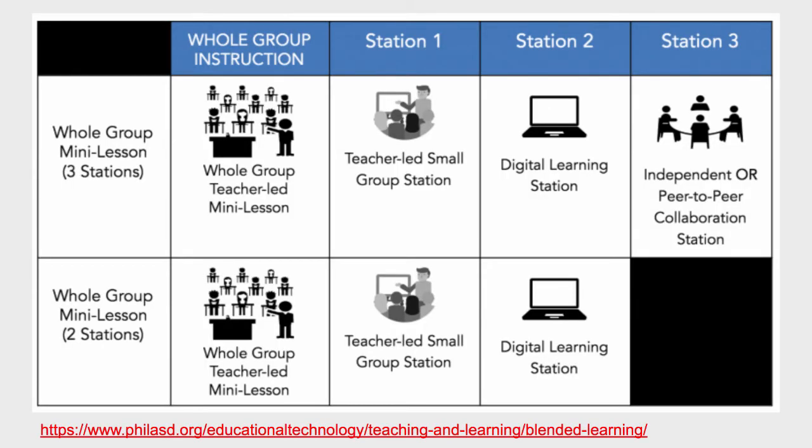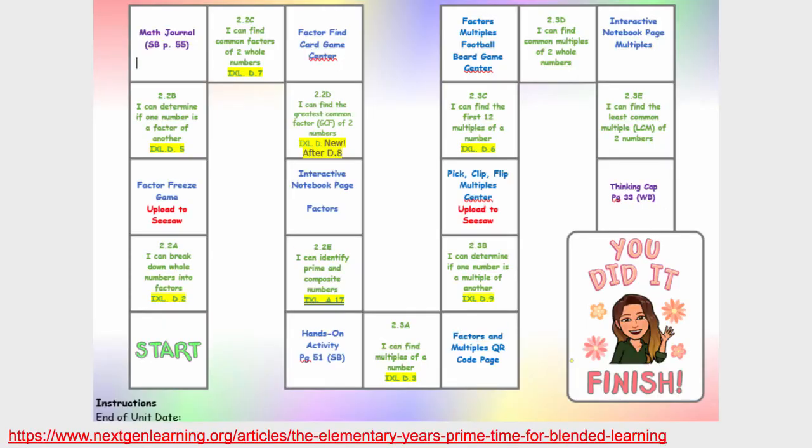Here are some examples. These are kind of pre-pandemic examples. A whole group starts off with a mini lesson, and then we break into 3 different stations: small group, where you're differentiating, checking for understanding. There's that digital learning station, maybe where students are on IXL, or maybe they're watching a flipped video from you in Seesaw. And then the 3rd station is that peer collaboration. Maybe they're building something together, playing a game, a math game or something. Again, this should look pretty familiar.